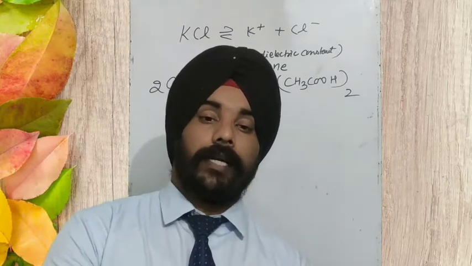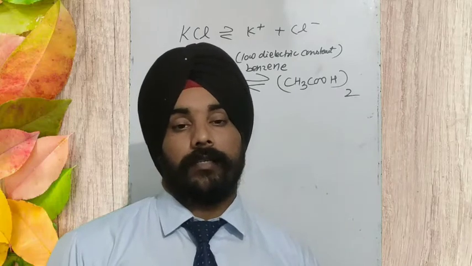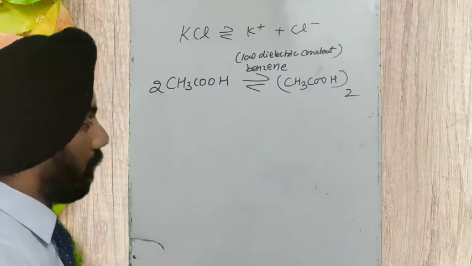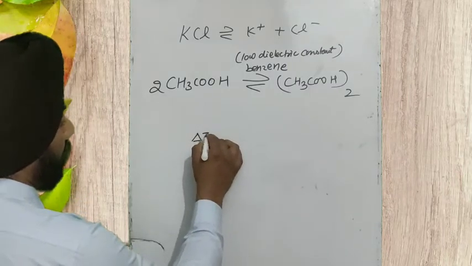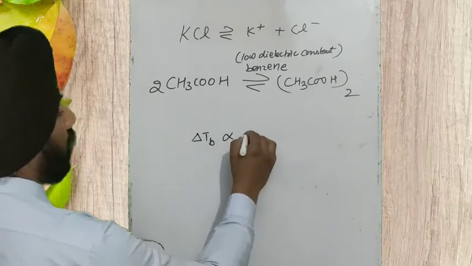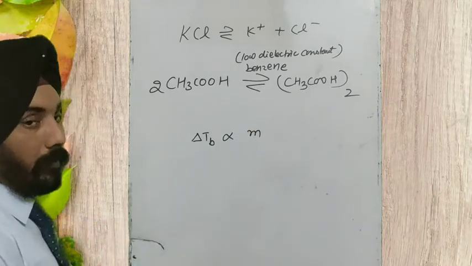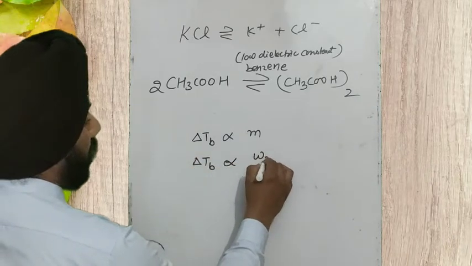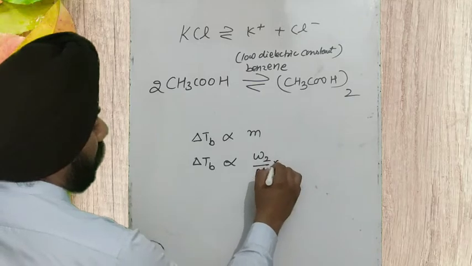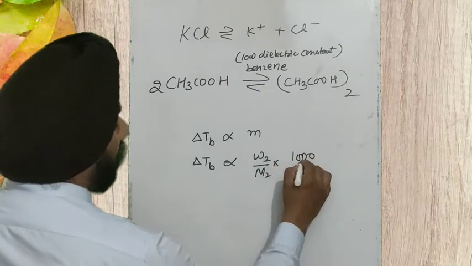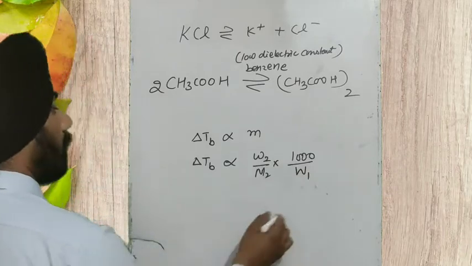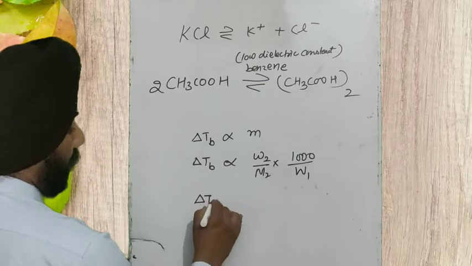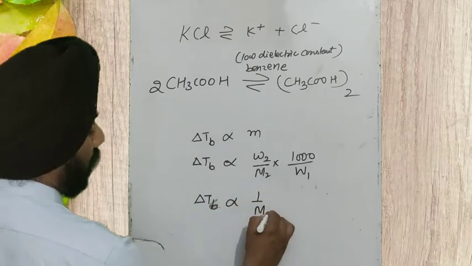If we take the same thing in terms of molecular mass, what is the relation between colligative property and molecular mass? Just now we have written delta TB is directly proportional to molality. And what is molality? Molality is weight of solute upon molecular mass of solute, into 1000 upon weight of solvent. If all the other stuff is constant, then the colligative property delta TB is inversely proportional to molecular mass.